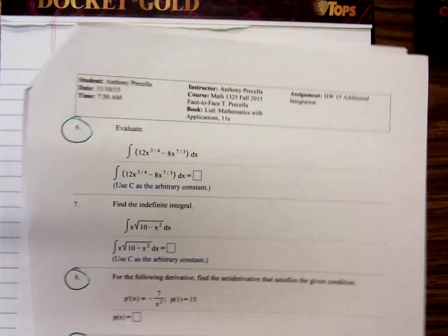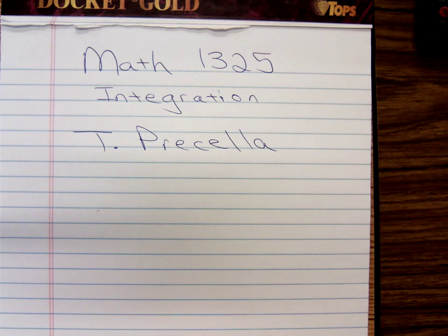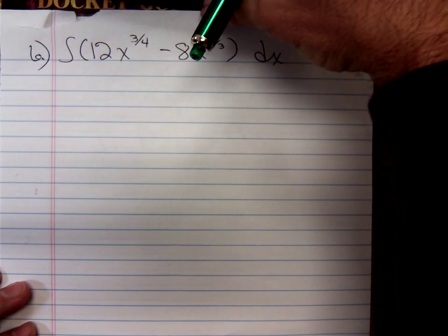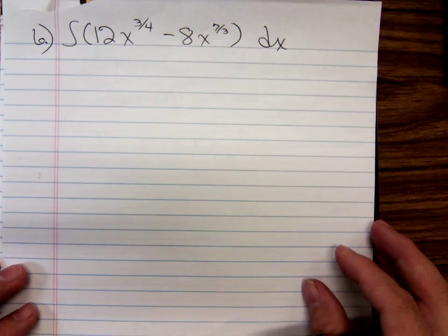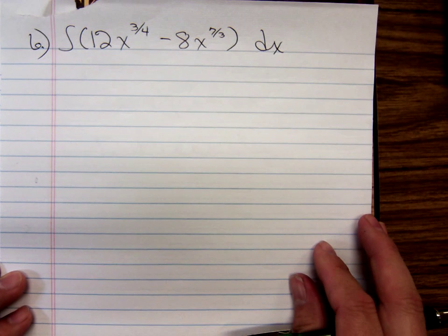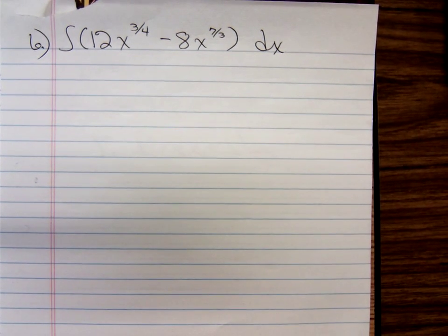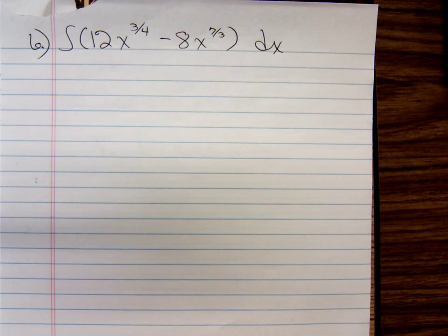I have recopied number 6. So here it is. I want us to evaluate this antiderivative. So sometimes we use U substitution, sometimes we don't. What do you think? Do we need a U substitution for this? No, because it's just a variable to a power.